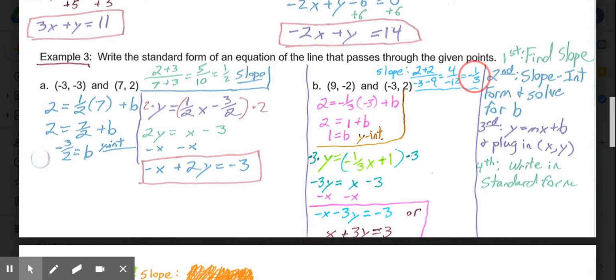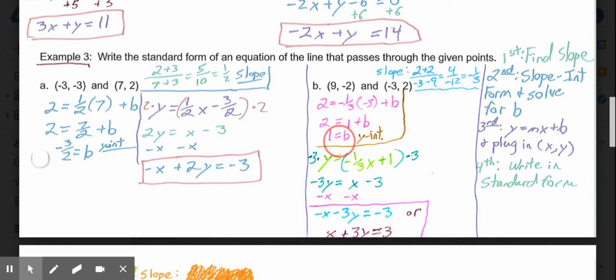Then I need to write it in y equals mx plus b to solve for b using one of these points for y and x. So I'm going to use (-3, 2). So 2 goes in for y, -3 for x. I need to find b. So 2 equals -1/3 times -3 plus b. -3 times -1/3 is a positive 1. So 2 would equal 1 plus b. Subtract the 1 from each side, and 1 equals b.